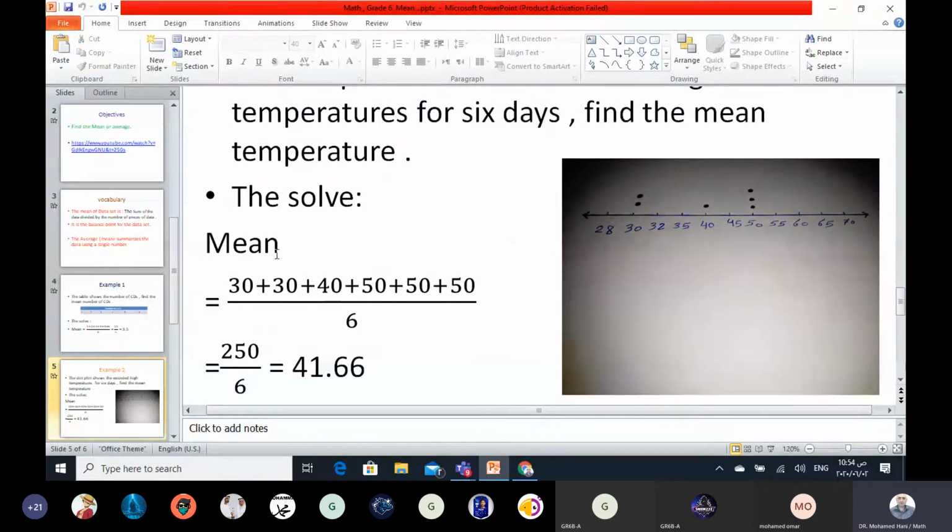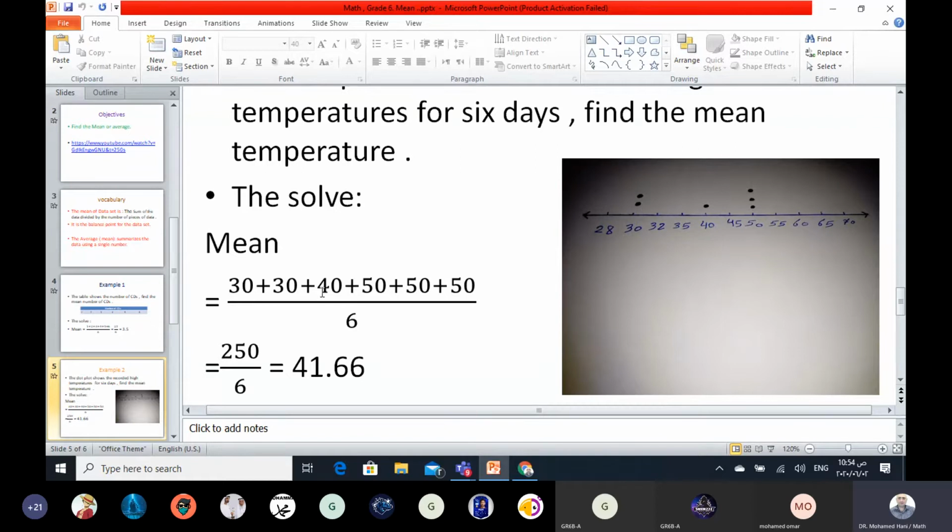So how to find the mean? The rule: add all the numbers inside the data. How many numbers do I have here? I have 30 plus 30, then 40, then 50 plus 50 plus 50. How many numbers do I have? 1, 2, 3, 4, 5, 6. So divide by 6.